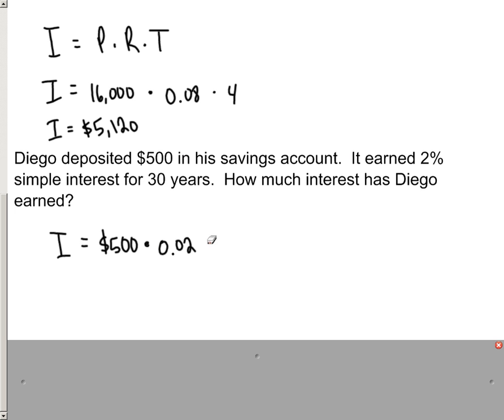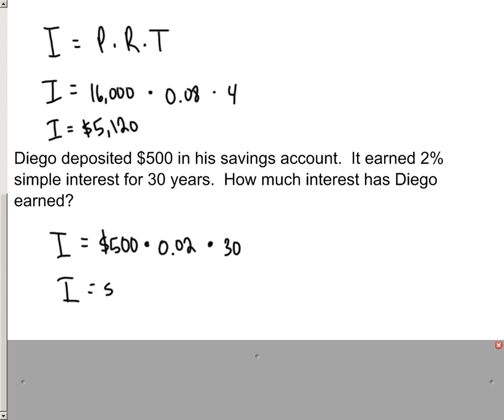And then we multiply that by the time. How many years did it sit in there? For 30 years. So when he's 48 years old, let's see how much extra money he has. 500 times 0.02 times 30 gives us the answer of $300.